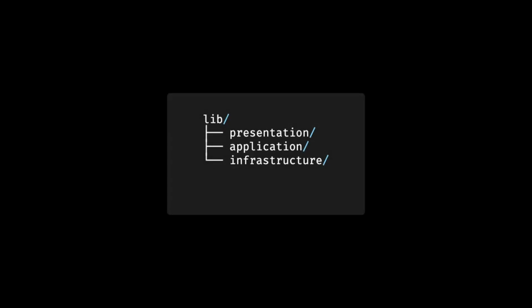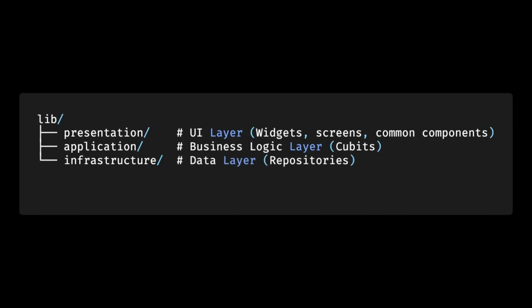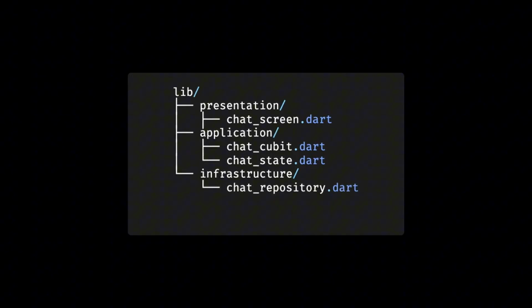The presentation folder has all the screens, their widgets, and the common components. The application folder has all the qubits, and the infrastructure folder has all the repositories. These folders then have files organized according to different features. So for the chat feature, I have the chat screen, chat qubit, chat state, and then chat repository.